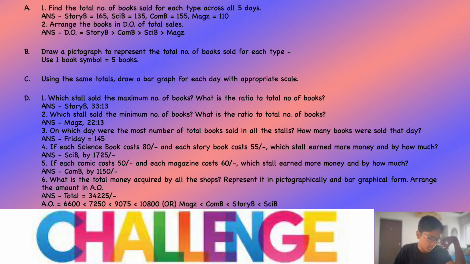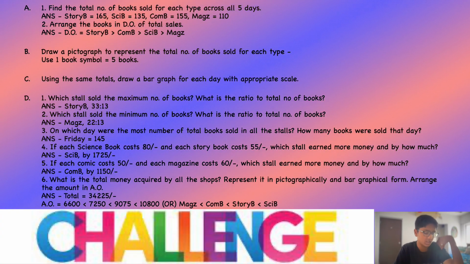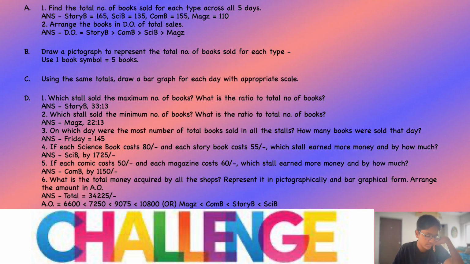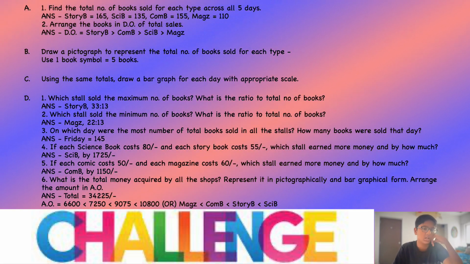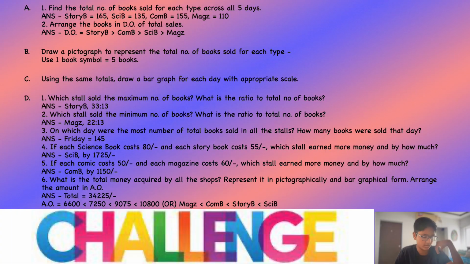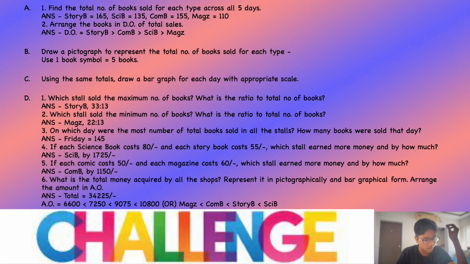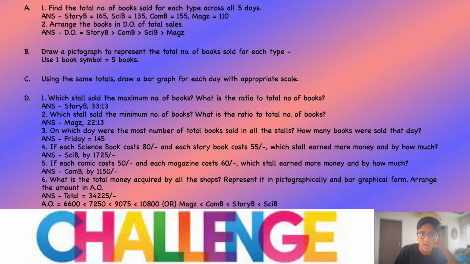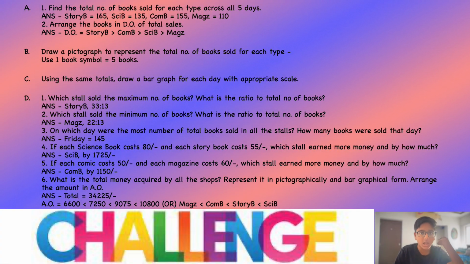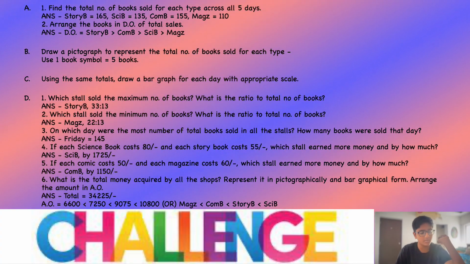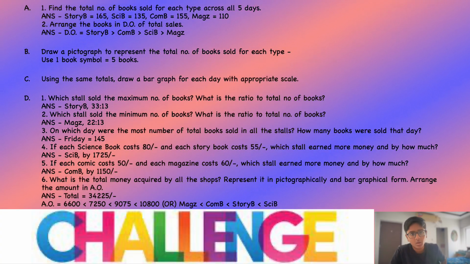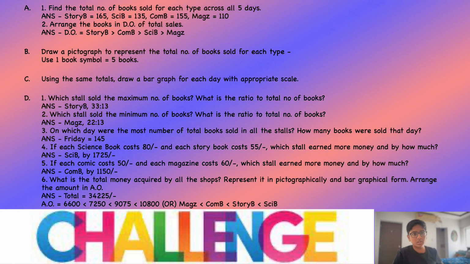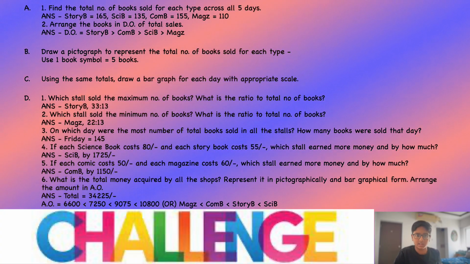For storybooks, it is 25 plus 30 plus 35 plus 35 plus 40, 165. Science is 15 plus 25 plus 30 plus 30 plus 35, 135. Then for comics, we have 35 plus 25 plus 30 plus 25 plus 40, 155 comic books. And for magazines, we have 20 plus 20 plus 25 plus 15 plus 30, 110. If we arrange the books in descending order, it is storybooks, comic books, science books, and magazines.